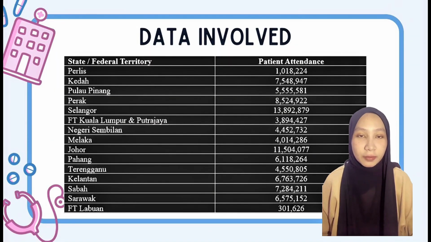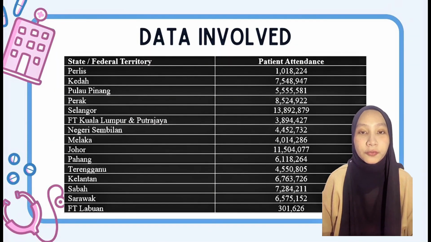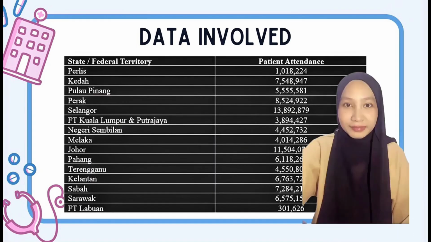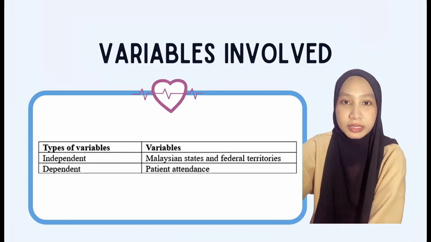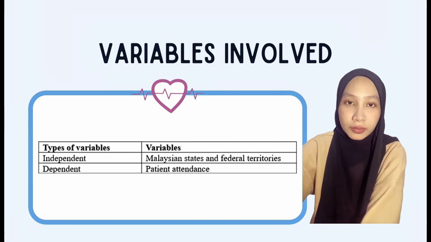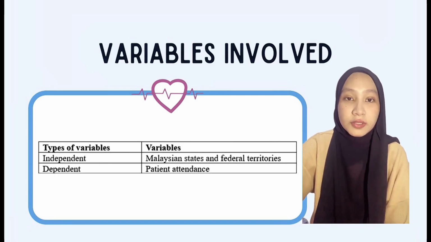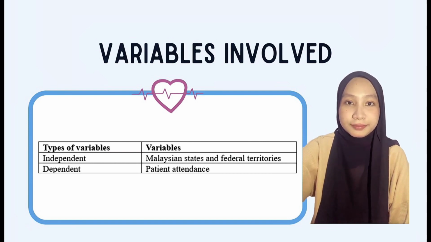This slide shows the patient attendance data collected from 50 states and federal territories in Malaysia from the Annual Report 2024 of the Ministry of Health Malaysia. These data were then used for the statistical analysis in this study, particularly for the one sample t-test. The independent variable is the states and federal territories, while the dependent variable is patient attendance.